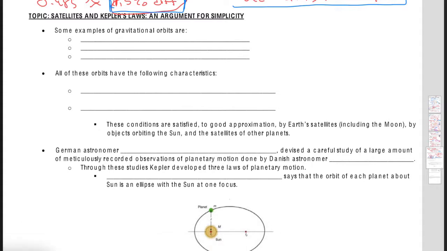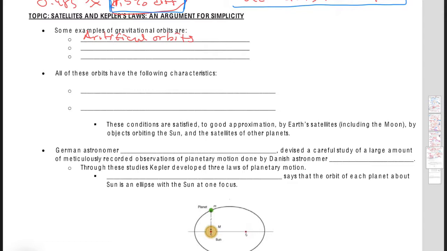Alright, so here we are for the last video for Unit 5.1, rotational motion and gravity. We're going to look at Kepler's laws and satellite motion. Just a way to think about this: what are some examples of objects that are in gravitational orbits? You've got artificial man-made satellites that orbit the Earth, right? Communication satellites, Sputnik, things like that.